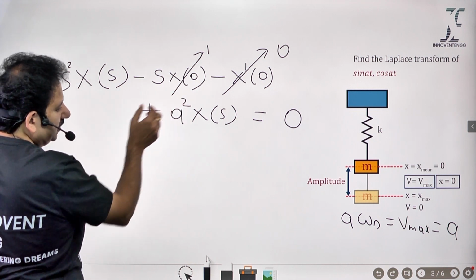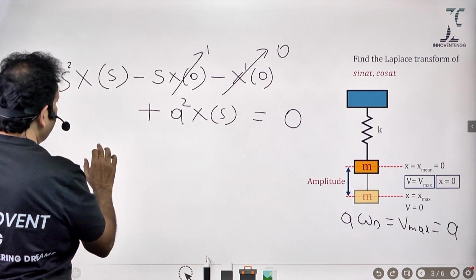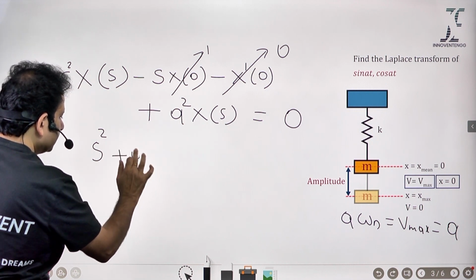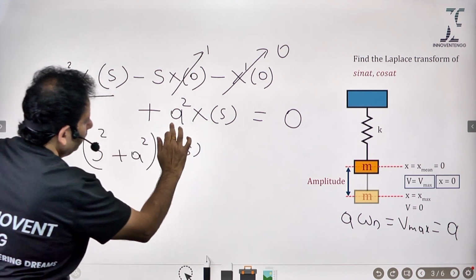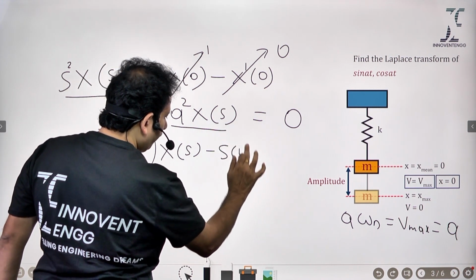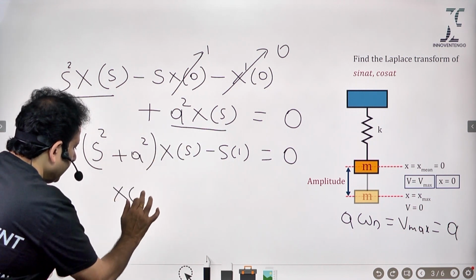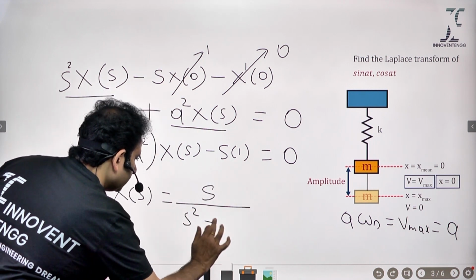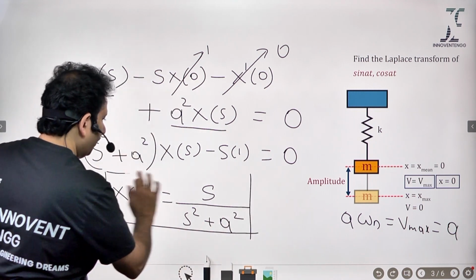So here the amplitude is 1, so therefore I am going to replace x of 0 by 1. So therefore what I would get is x square plus a square. Both have what common? X of s. I am collecting this term, right? And what about this term? Minus s into 1, and that is equal to 0. If I simplify and get an expression for x of s, you get exactly what you got for cos, right? So this is what exactly you got for cos.